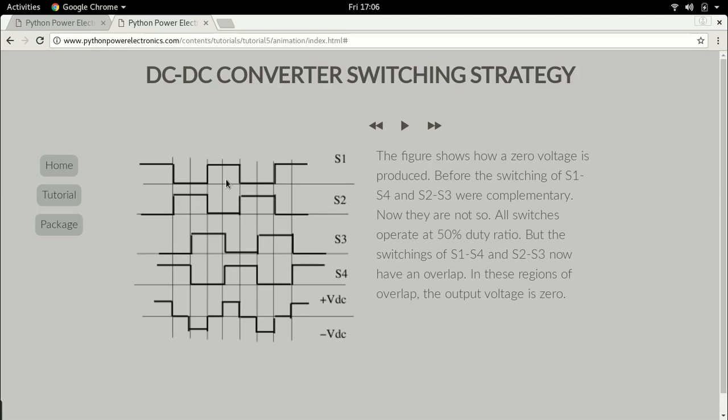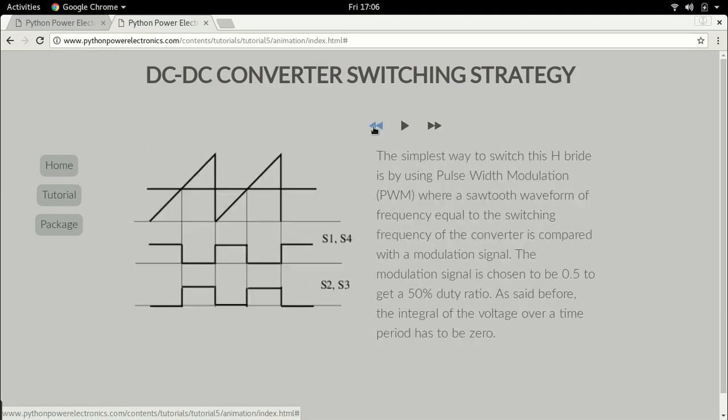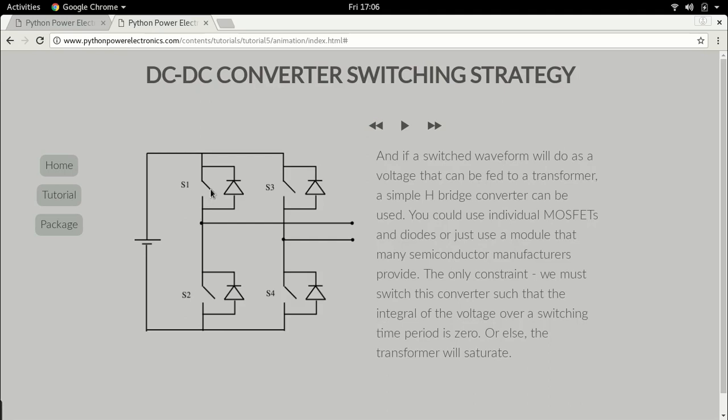Alright. Now, before I go into that, I'll just go back to the figure and I'll tell you about a constraint. The first constraint when you switch this converter is switches S1 and S2 are complementary. What this means is, if S1 is on, S2 has to be off. If S2 is on, S1 has to be off. They cannot be on at the same time. The reason, if they are both switched on at the same time, you will short circuit this voltage.